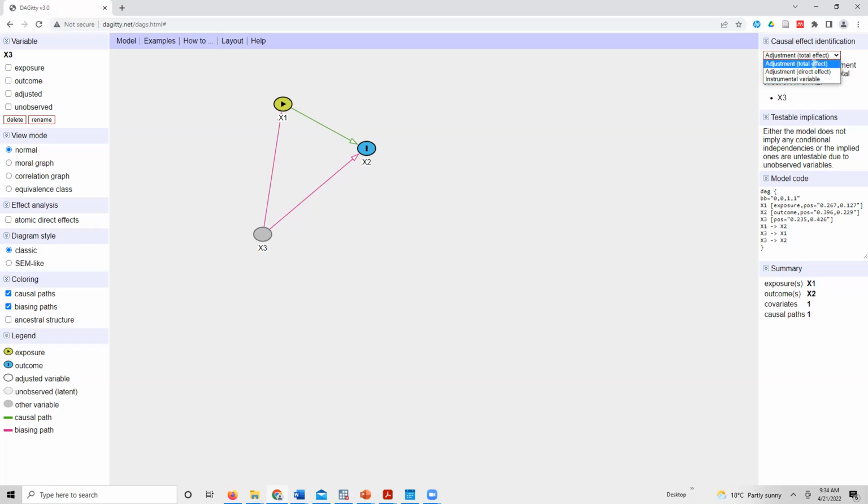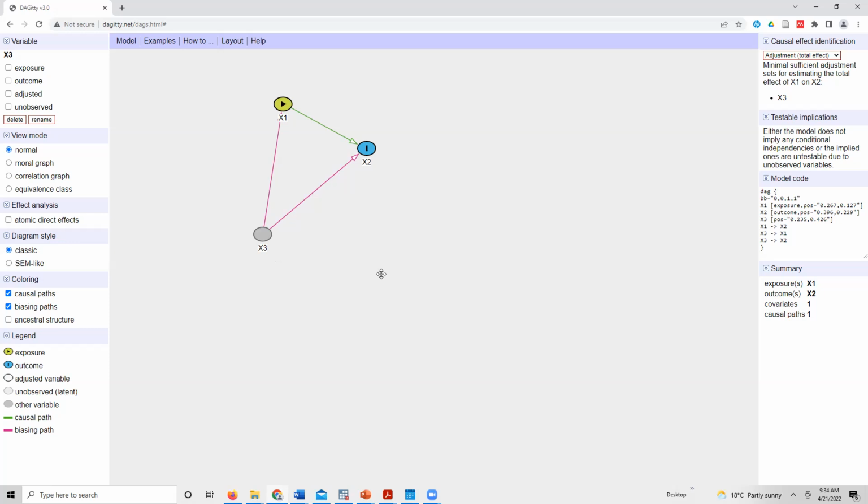So the total effect is everything. The total effect and direct effect would be the same in case we don't have a mediator. If we have a mediator, the total effect is basically without blocking the mediator, and the direct effect would be if I want to block the mediator. For the time being, let's look at the total effect, which is basically if we just want to block the non-causal path. Here they tell you the minimal sufficient adjustment set for estimating the total effect of x1 on x2 is x3, which makes sense because it's a confounder.